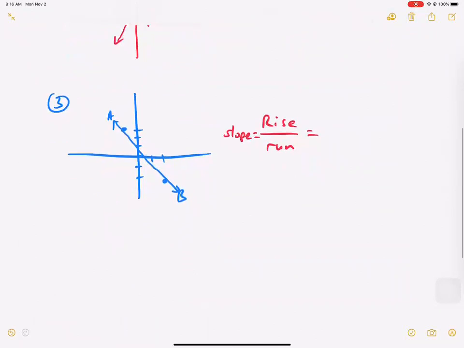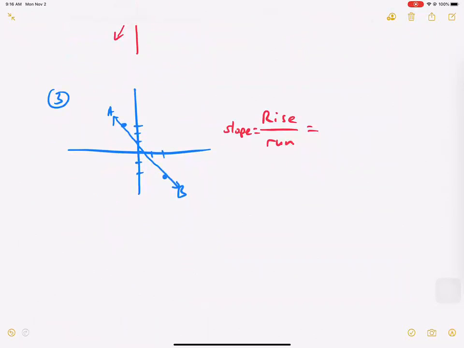Okay, so let's just count it. So the rise would be, to get from A to B, would we be going up or down? We're going down, right? We're going to be losing. So we're going to go negative 1 step, 2 steps, 3 steps. 1, 2, 3, right? We're at 0 now. Then 4, 5. The rise is negative 5. Rise is equal to negative 5.